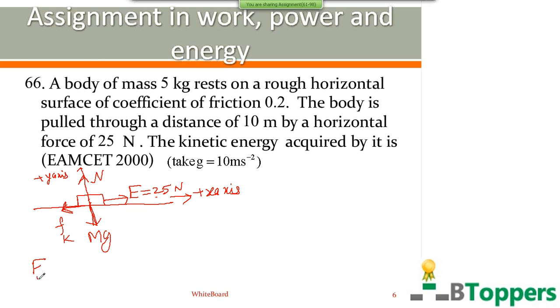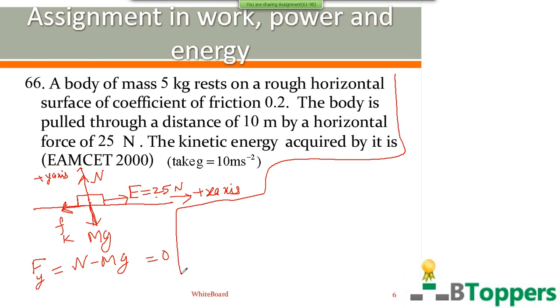The y component of the resultant force on the body, denoted by Fy, you can write as N minus mg. But there is no acceleration parallel to the y-axis, so this must be 0. Therefore, the magnitude of the normal reaction on the body is the same as the magnitude of its weight, mg. And the magnitude of the force of kinetic friction is equal to the product of the coefficient of friction and the magnitude of the normal reaction. That we can write as mu mg.